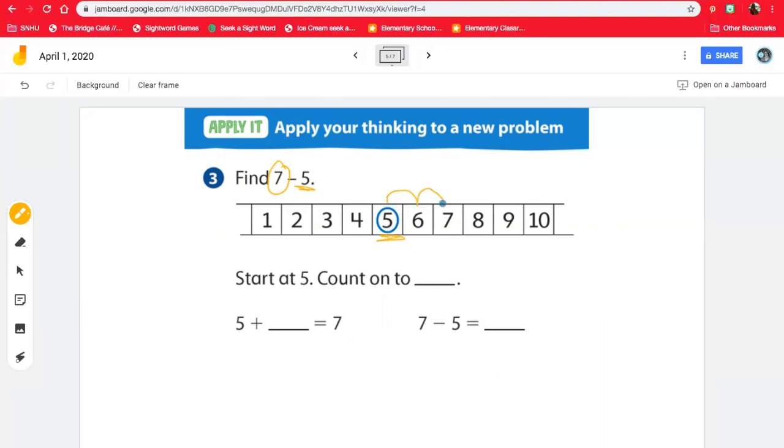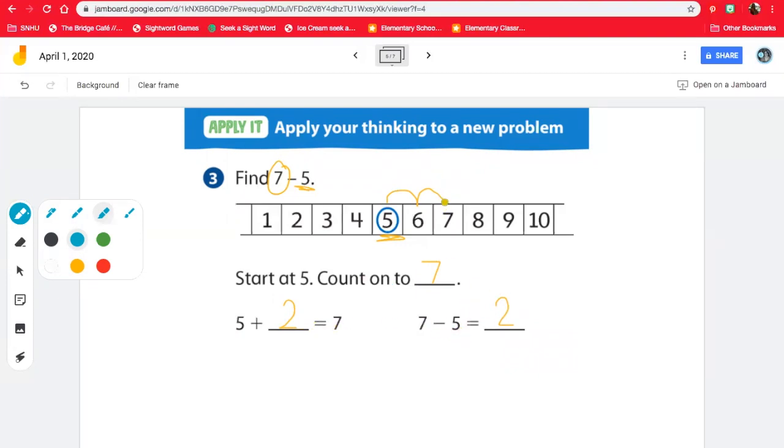6, 7. How many jumps did I make? 1, 2. Oh, so start at 5 and we counted on to 7. And then we had 2 jumps, which means 5 plus 2 equals 7. Well, 7 take away 5 would bring us to 2. And if you want to double check your answer, you could take another marker and also jump backwards 5. So we know that 5 plus 2 equals 7, so that would leave us with 2.